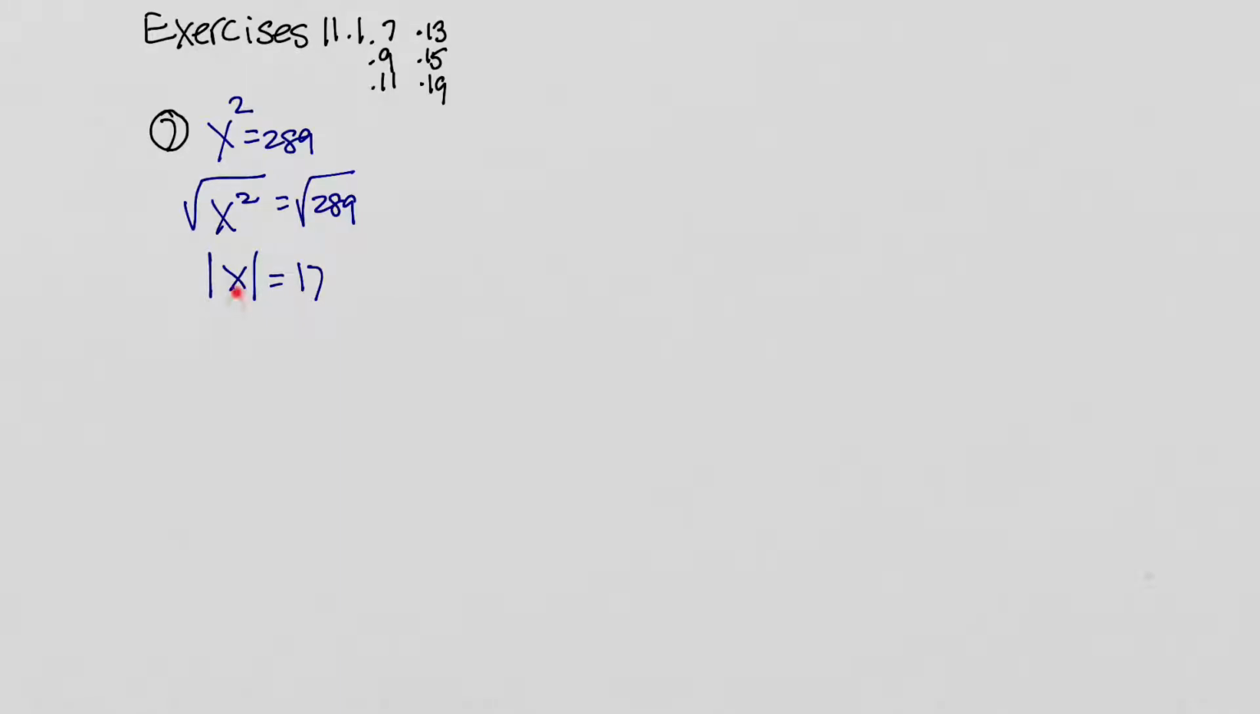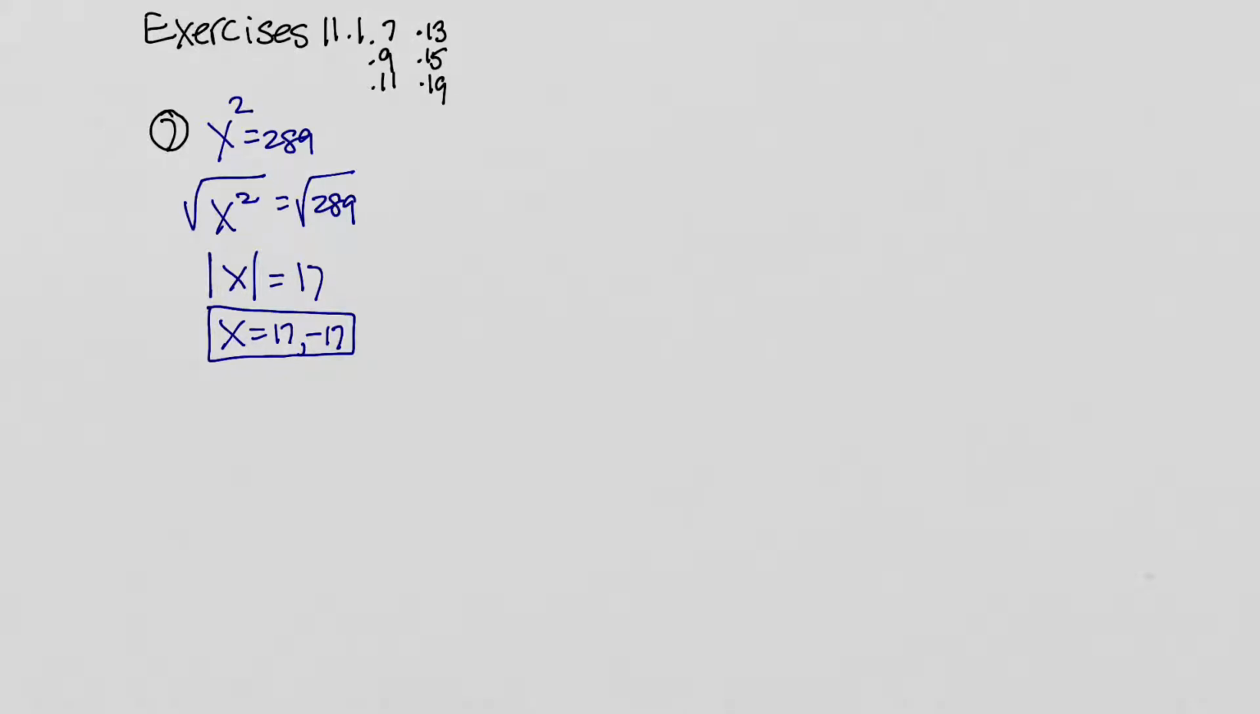Now, what two numbers could you put in here to give you 17? Well, I think x could be 17 itself, right? The absolute value of 17 is 17. But you could also put in negative 17, right? The absolute value of negative 17 is 17. So there's our two solutions: 17 and negative 17.